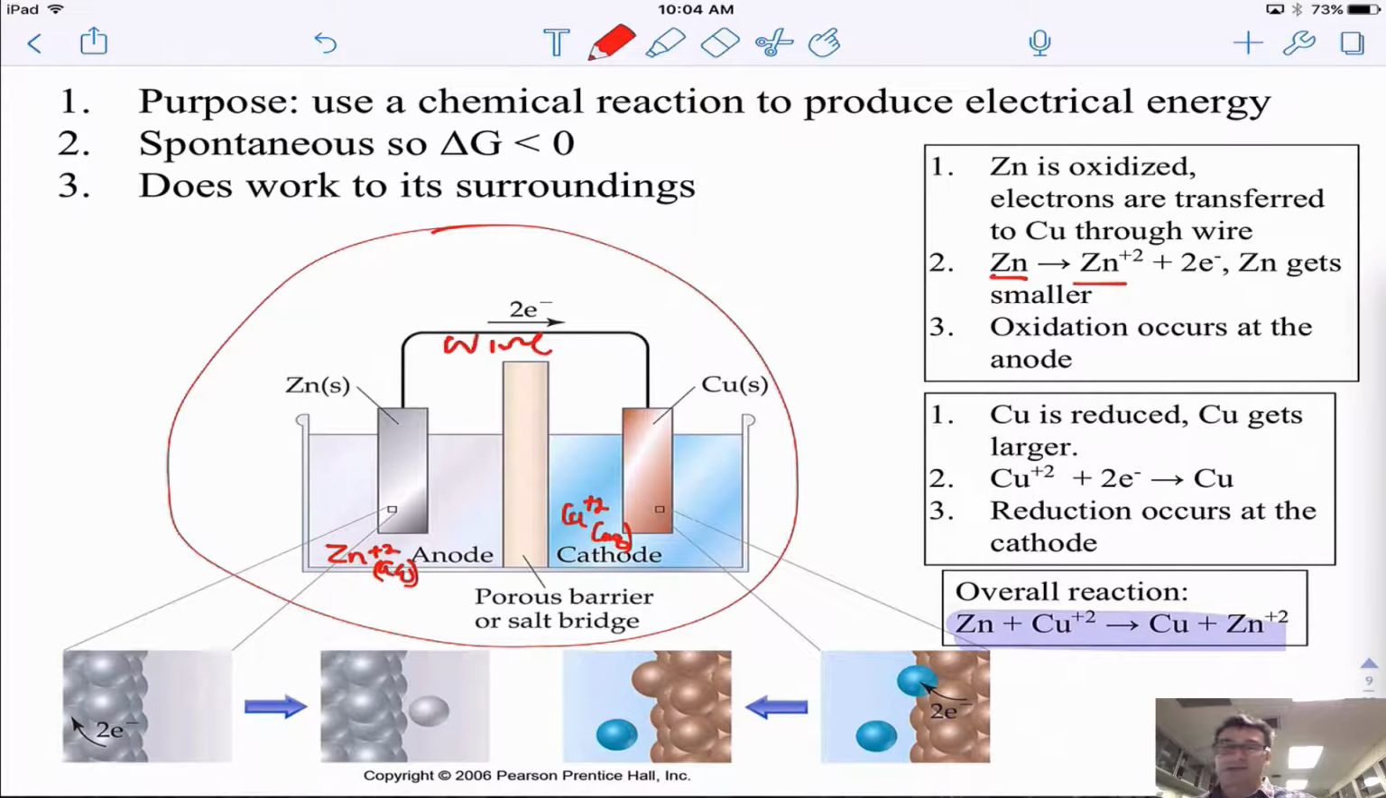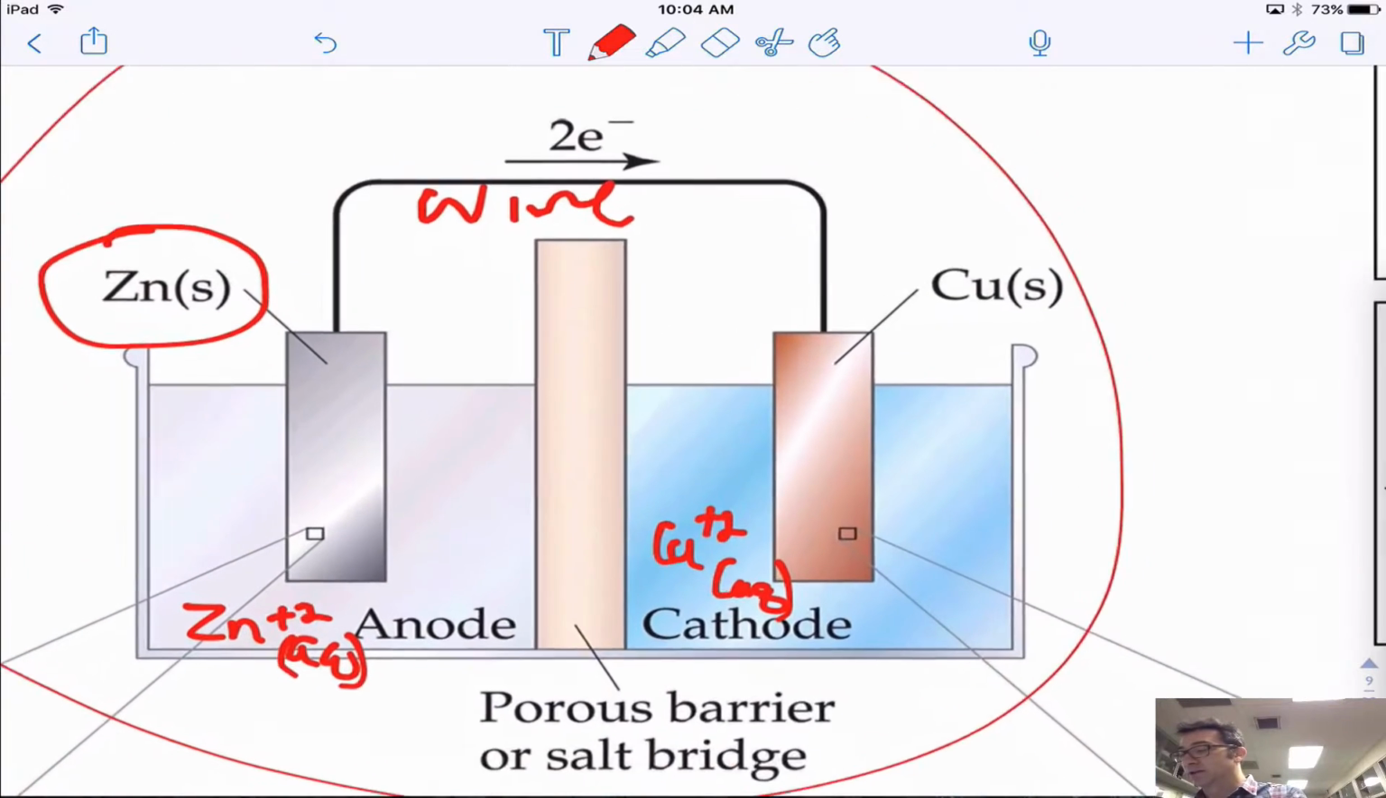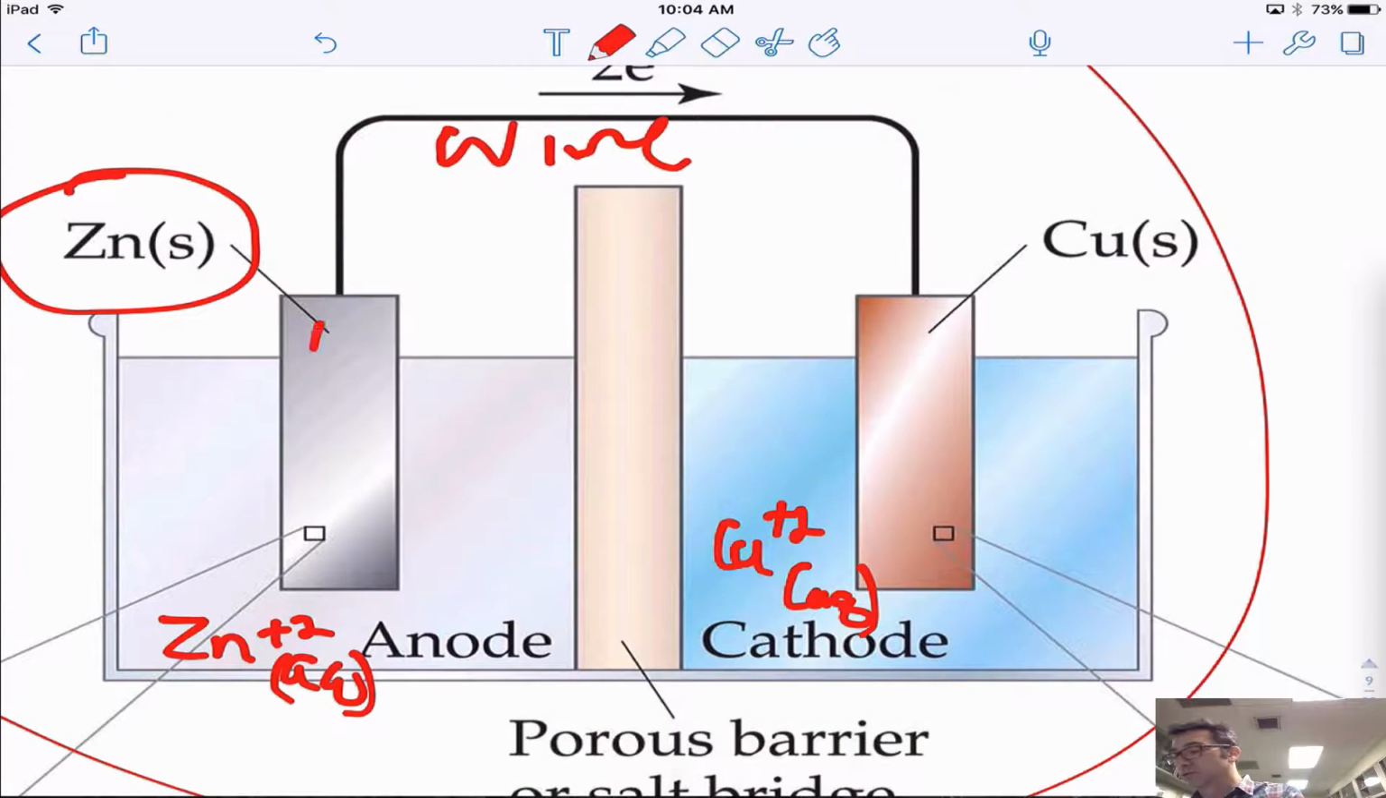Now, this is an oxidation, and the oxidation occurs at the anode. Just to be clear, the solid zinc itself, that is what the anode is. Each of these pieces of metal, the zinc and the copper, are electrodes. This zinc is the anode. The copper is the cathode.